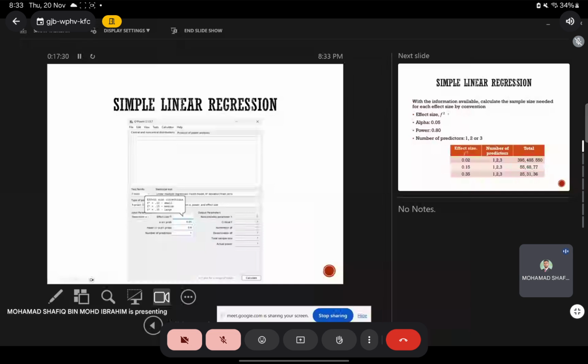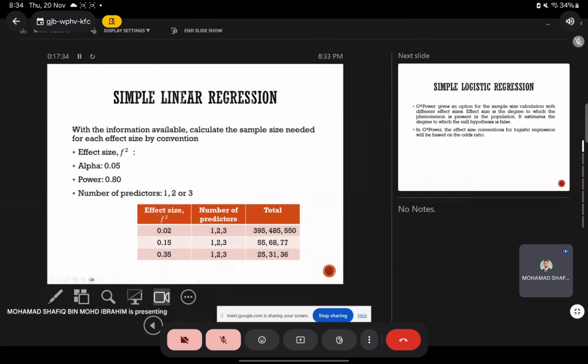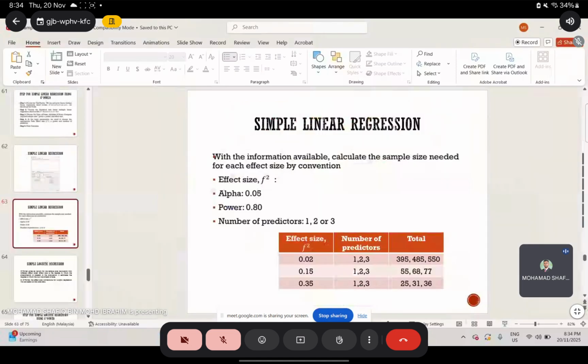Okay, so basically, whenever you put the effect size, the highest effect size, with the number of predictors as well, the sample size will change. Okay, so the lowest your effect size, with the increase in the number of predictors, you will increase your sample size as well. Okay, so basically this will be for simple linear regression. Okay, so is there any question for this one?